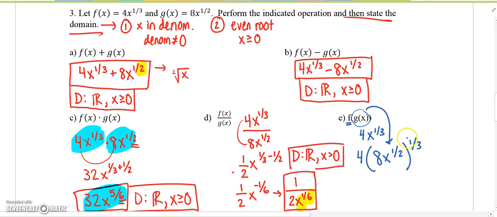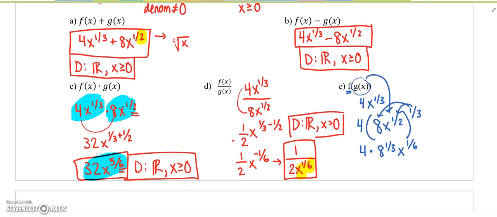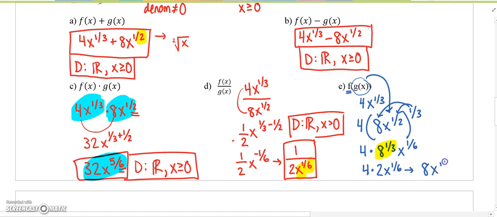All right, then we can use our exponent properties, distribute that exponent for 8 to the 1/3, x to the 1/6, because you multiply, distribute means multiply. All right, if you type this into your calculator, that's like saying the third root of 8. The third root of 8 is 2. So 4 times 2x to the 1/6 is going to give me 8x to the 1/6.